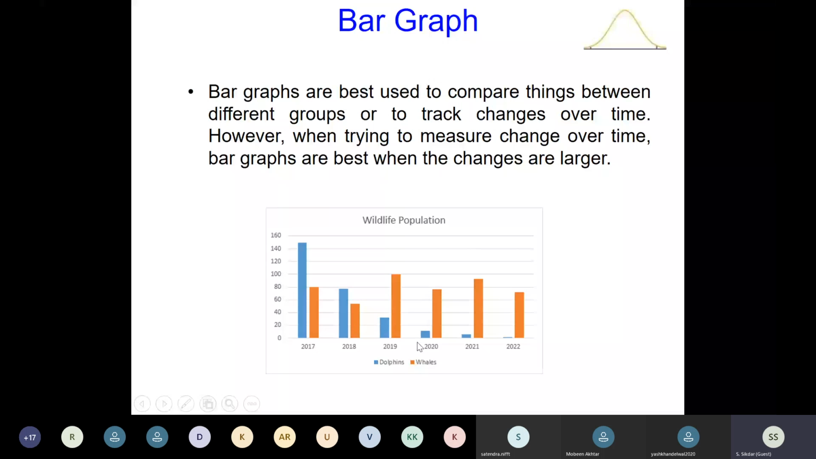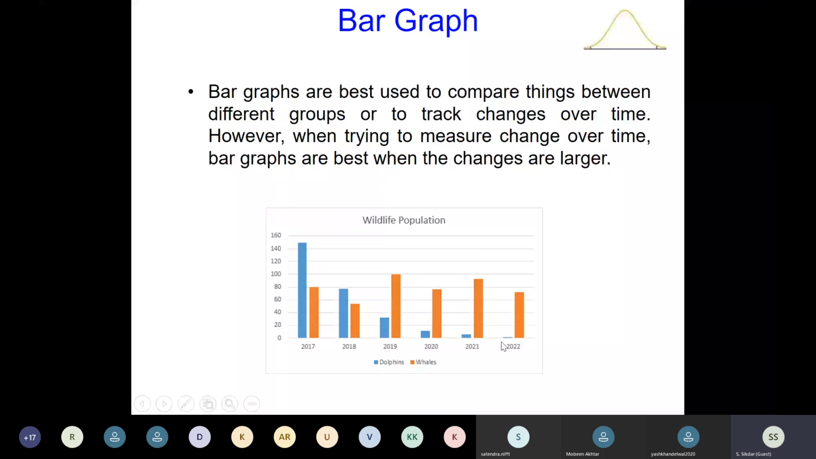So that's why it says that bar graphs are best used to compare things between different groups or to track changes over time. So I can say that in a period between 2017, they have also predicted this thing for 2021, 2022, how it is going to change.